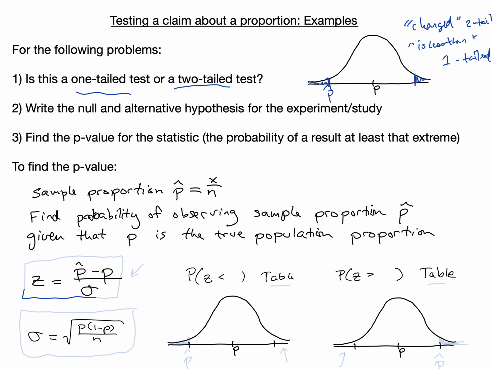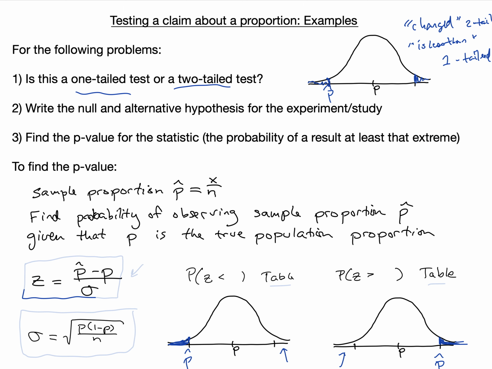So if we're looking at observing a sample proportion that is less than p, then we're looking for the probability of a result at least as extreme on that side. And if we're looking at observing a sample proportion that's greater than the expected population proportion p, then we're looking for the probability of observing a result at least that extreme on that side. And if we're doing a two-tailed test, we're going to multiply that probability by 2, because then we're interested in the probability of a result at least that extreme on either side.